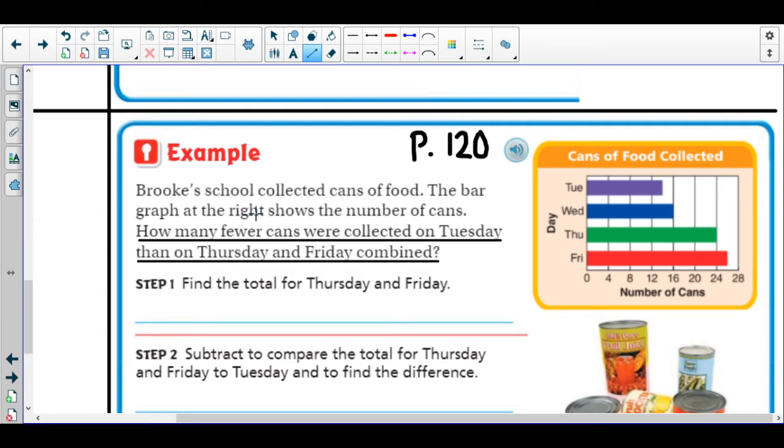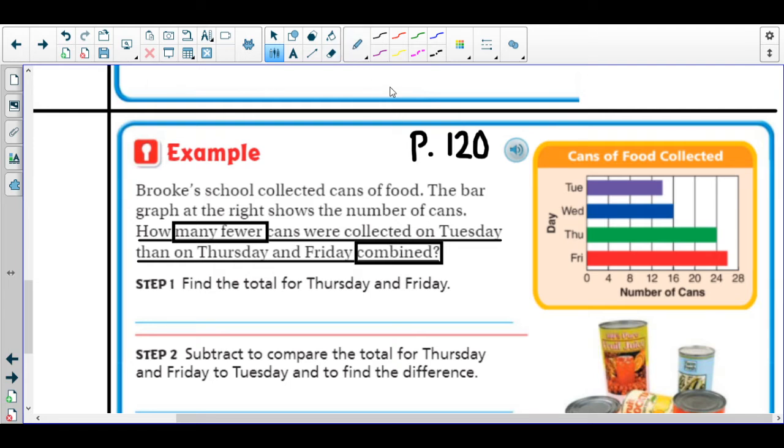We really don't have any numbers in here because the numbers are right here, but there is one key word, actually two. Fewer cans. So how many fewer cans were collected on Tuesday than Thursday and Friday combined? So we're going to have a lot going on here. First step, find the total number for Thursday and Friday. So that's going to satisfy this part of the problem.